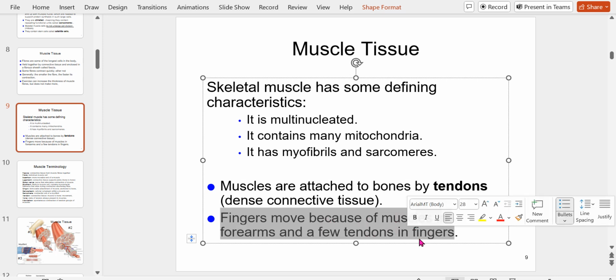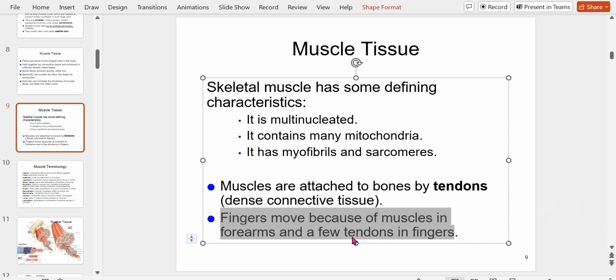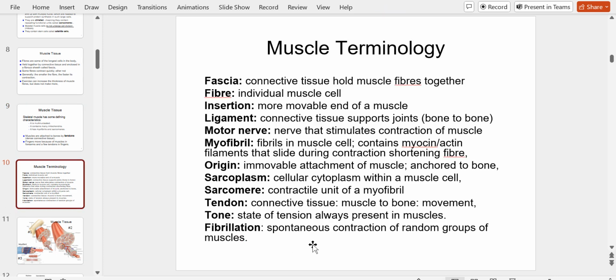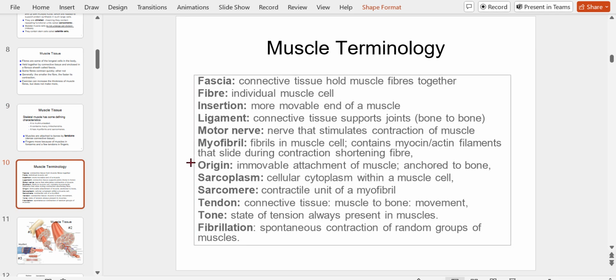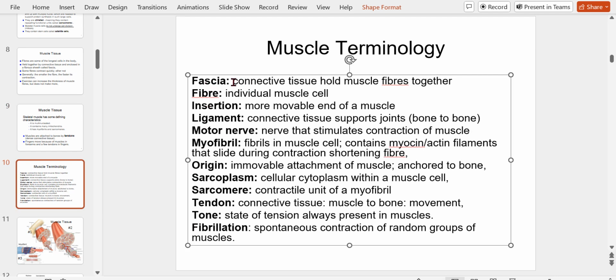Fingers move because of muscles in the forearm. So move your fingers and then feel your forearm. Of that same hand, you'll feel your forearm moving back and forth. That's because the muscles that move the finger are located elsewhere. A little bit of terminology here that you'll see in two shakes of a lamb's tail. You've got fascia, fiber.